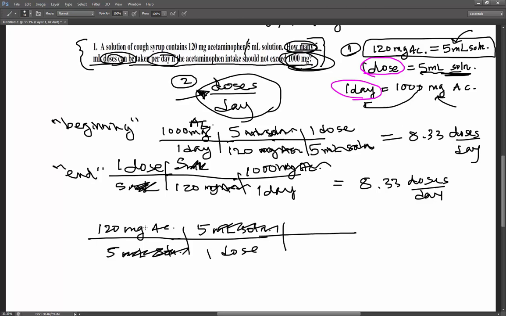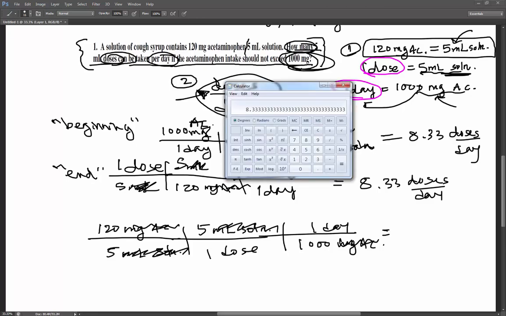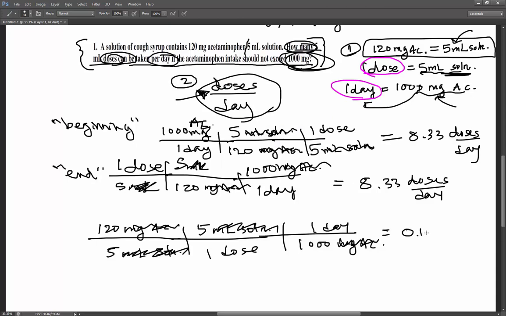And then I need to get rid of milligrams of acetaminophen. And I see that here. So I'll put it here. 1 day. Sweet. So I canceled all that out. I used everything they gave me. And now when I calculate this, the math is going to tell me 120 divided by 5 times 5 divided by 1,000 is going to tell me 0.12 is what the math says for the numbers. And then what the math says for the units is days divided by dose.